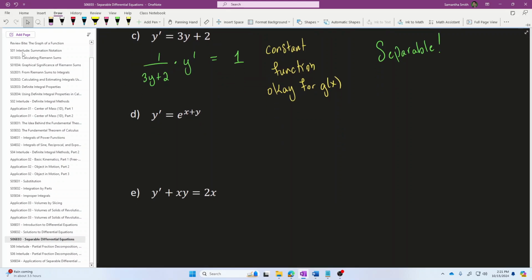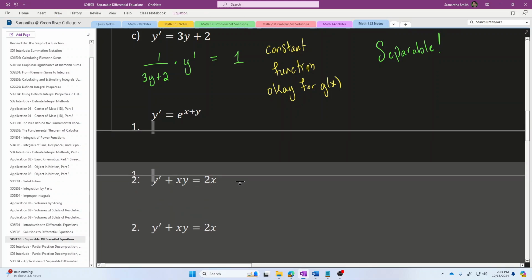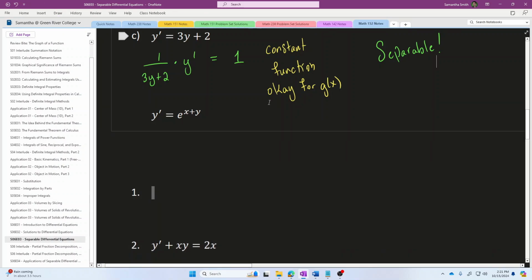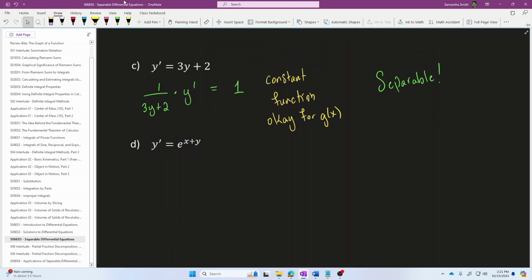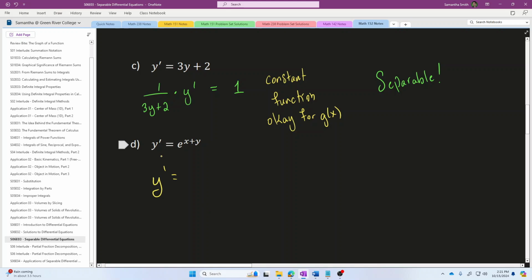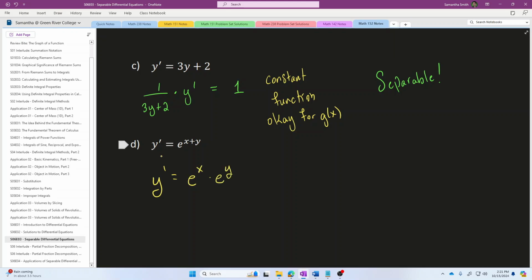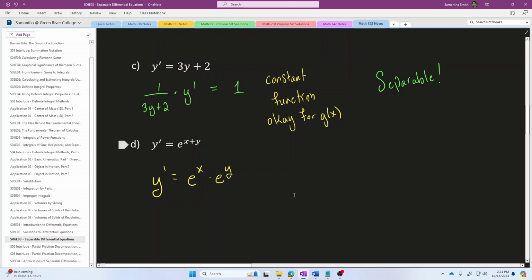What about this equation here? I have y prime equals e to the x minus y. Let's think, is that separable? Well, if I'm going to work on separating the x's and the y's, the first thing that I'm going to do is use the exponent properties to separate this into two different exponentials, e to the x times e to the y.